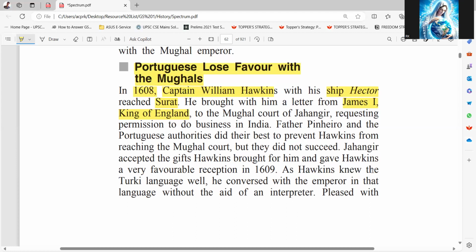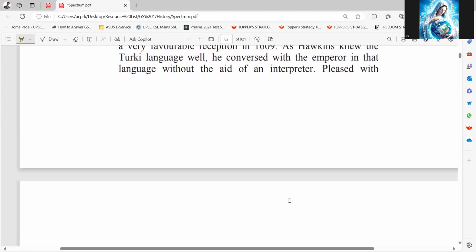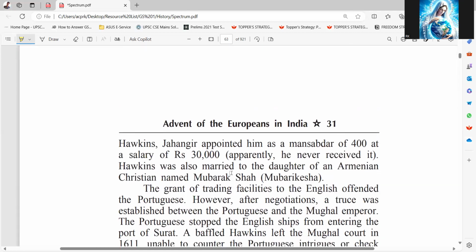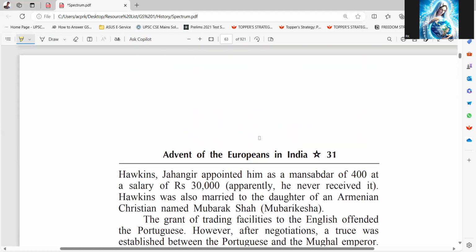As Hawkins knew the Turki language well, he conversed with the emperor in that language without the aid of an interpreter. Pleased with Hawkins, Jahangir appointed him as a Mansabdar of 400 at a salary of 30,000. Apparently, he never received it.